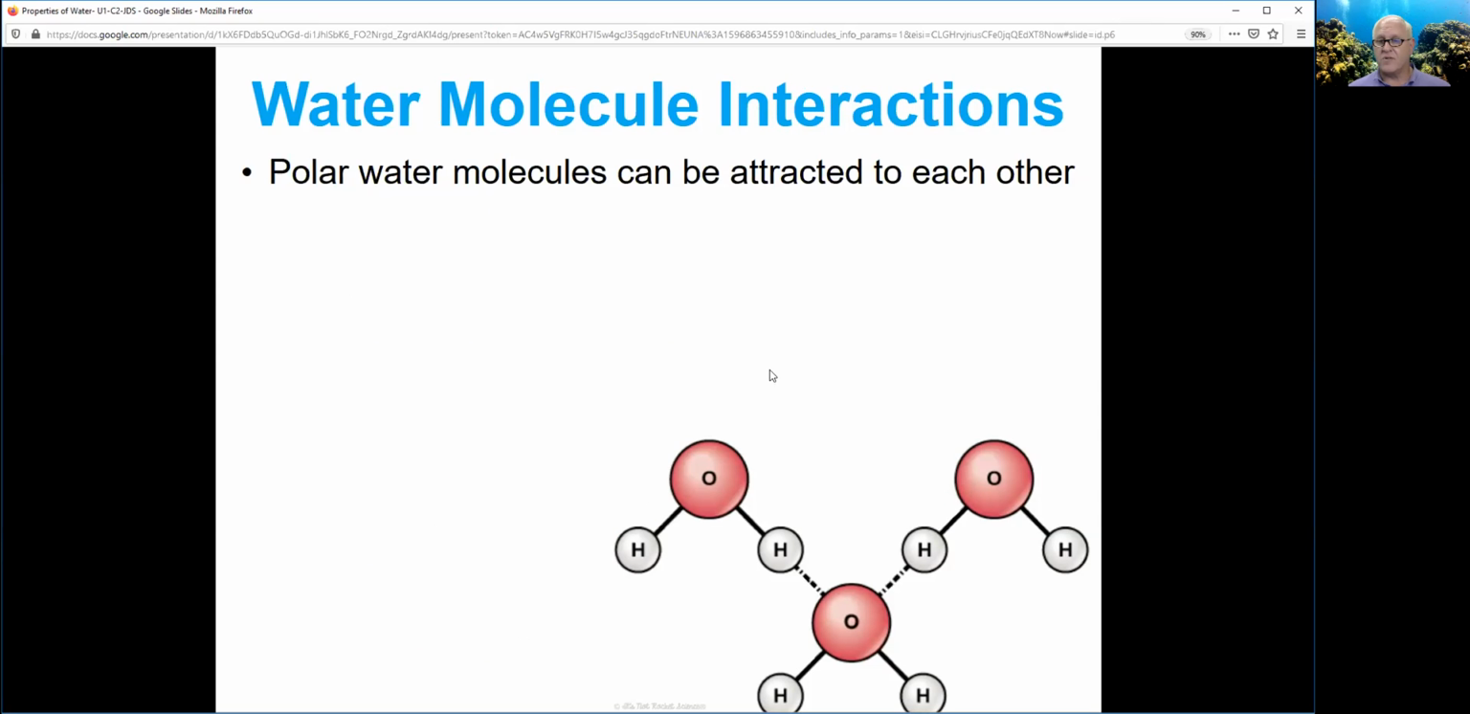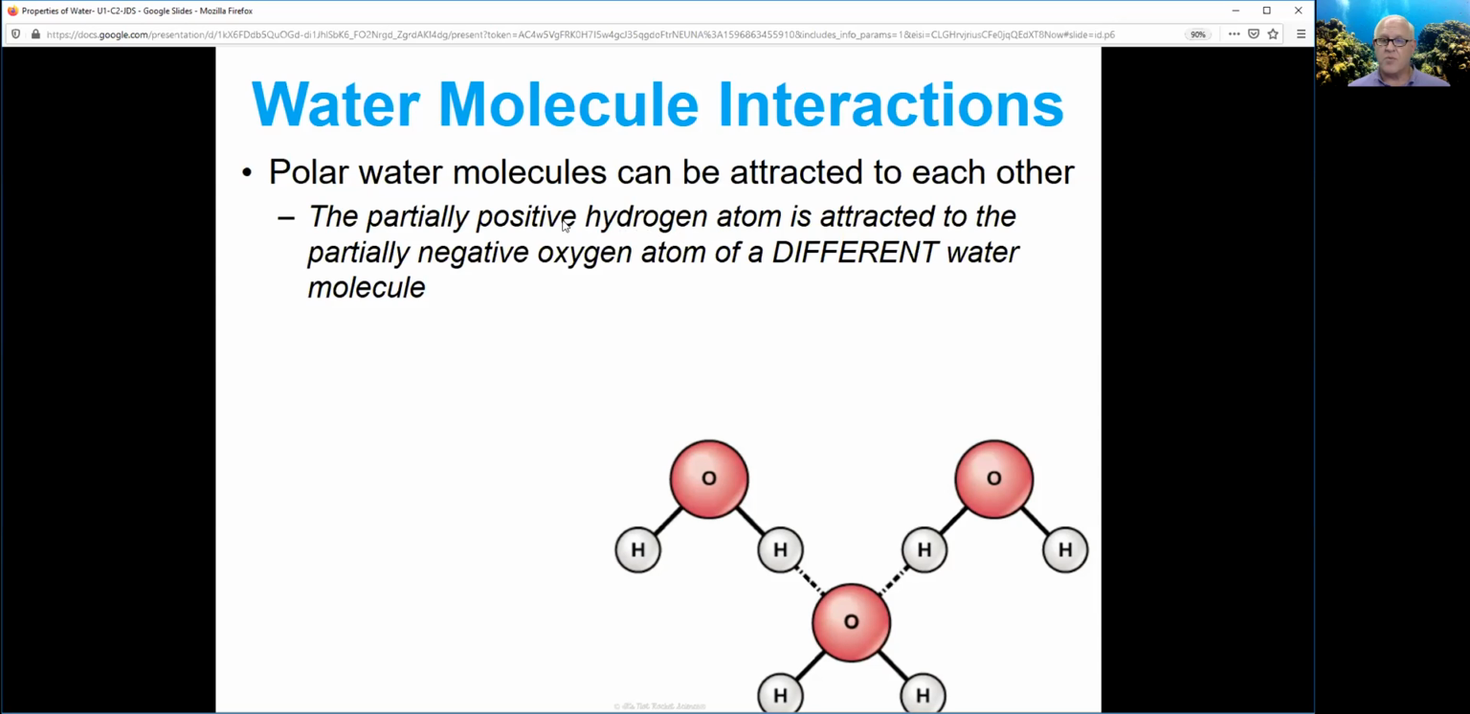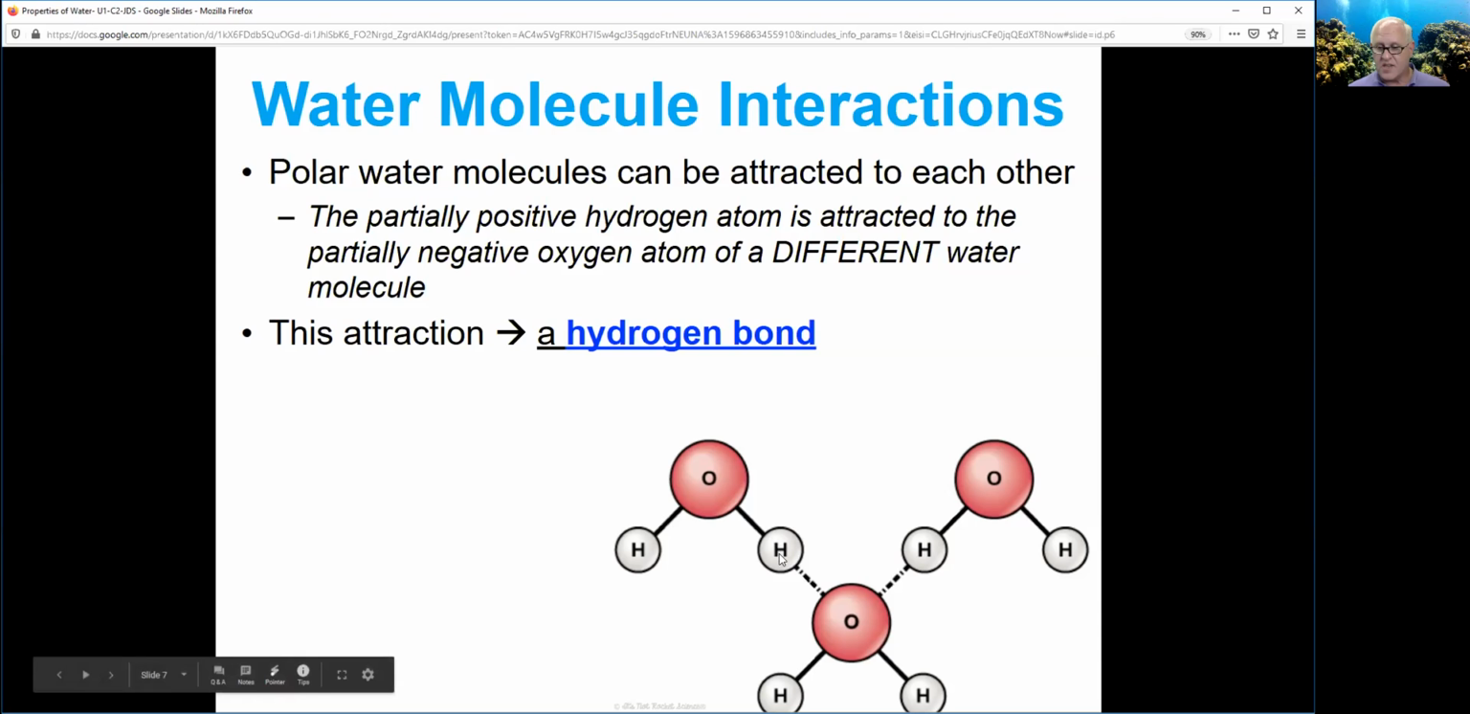Now, polar molecules can be attracted to each other, polar water molecules. The partially positive hydrogen atom is attracted to the partially negative oxygen atom of a different water molecule. And this attraction is what we call a hydrogen bond. If we look at these three water molecules in the lower right-hand side of the screen, you'll see the little H and the big O and that little dotted line between them. That is what we're going to call the hydrogen bond.